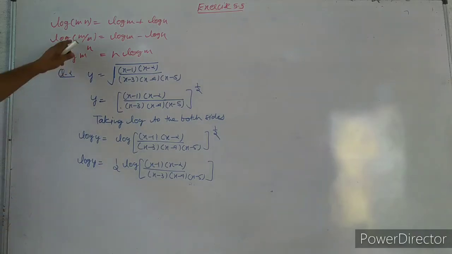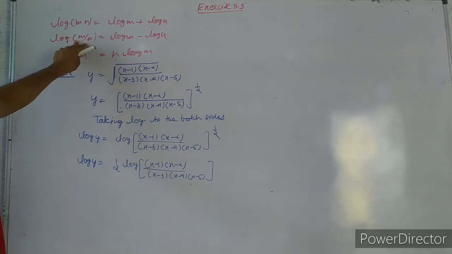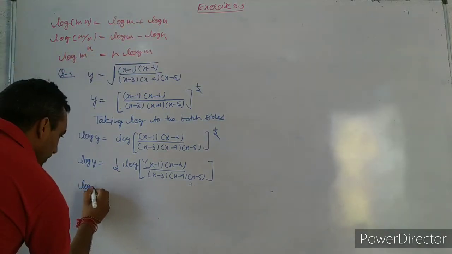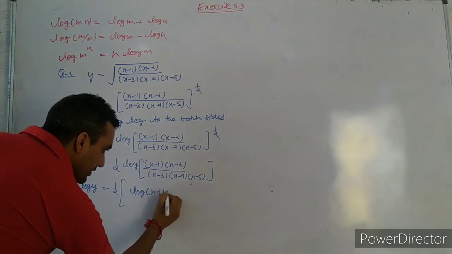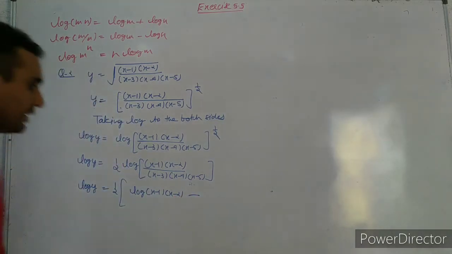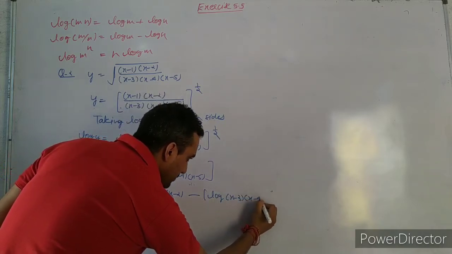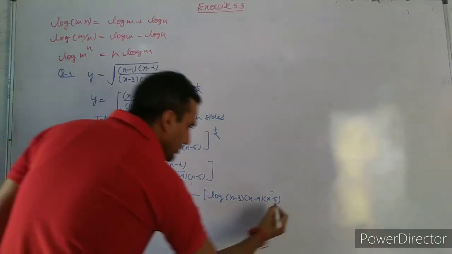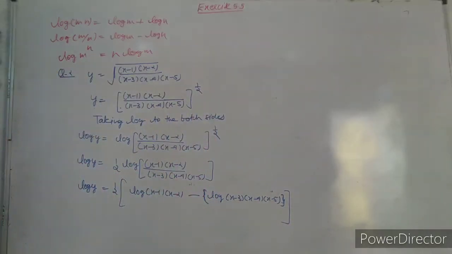Then if a function is written in the form of log m upon n, it will be written in the form of subtraction. So log y is equal to 1 by 2 [log (x minus 1)(x minus 2) minus log (x minus 3)(x minus 4)(x minus 5)], with a large bracket here.